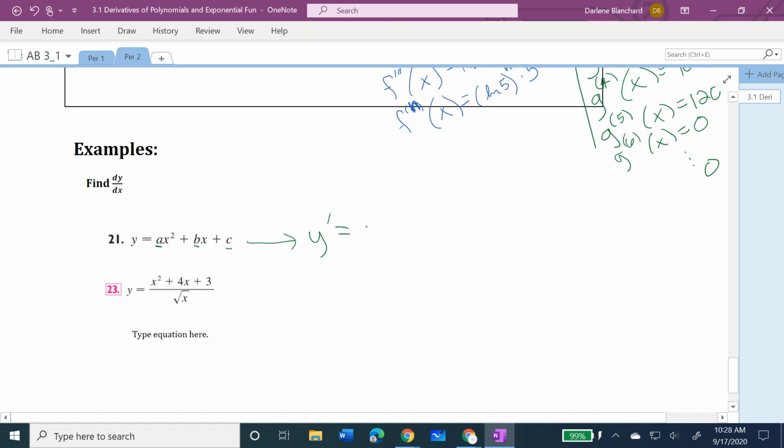Yep. 2ax plus b. And you know, just for the fun and the sake of it, what x value makes that equal to 0? What x value will make that derivative 0? Does that look familiar? That's the formula for locating the x-coordinate of the vertex of a parabola.